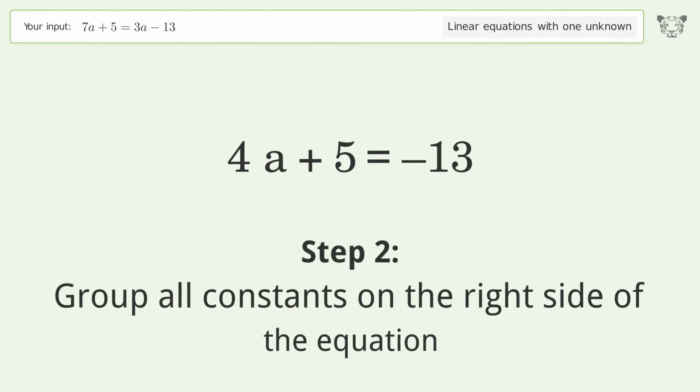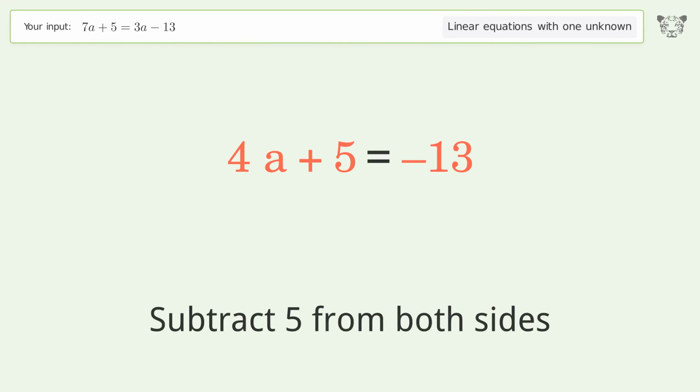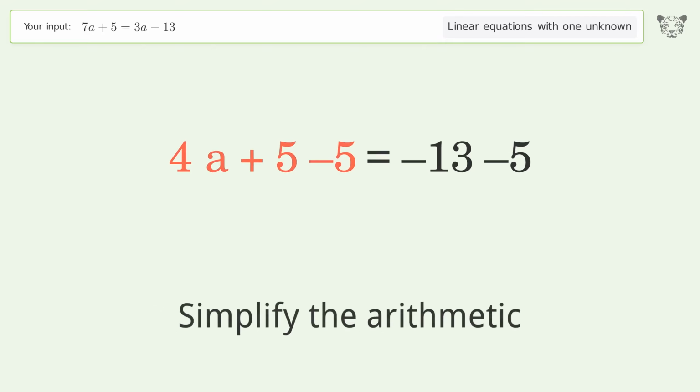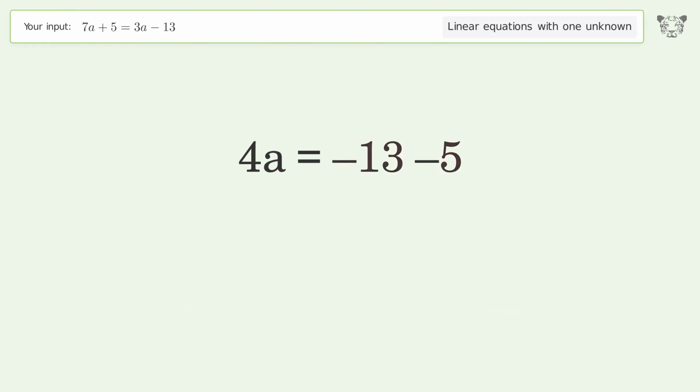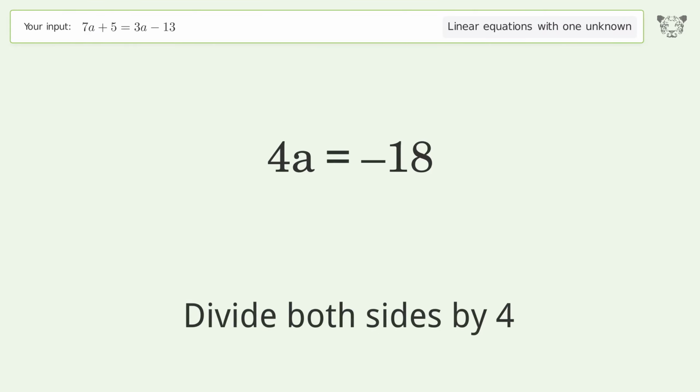Group all constants on the right side of the equation. Subtract 5 from both sides. Simplify the arithmetic. Isolate the a. Divide both sides by 4.